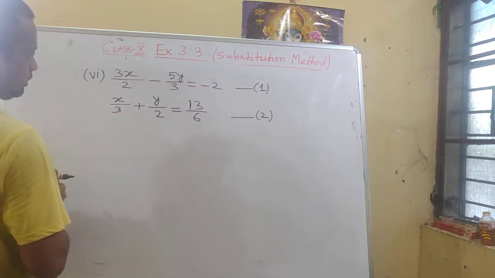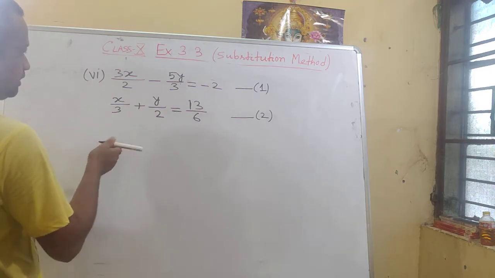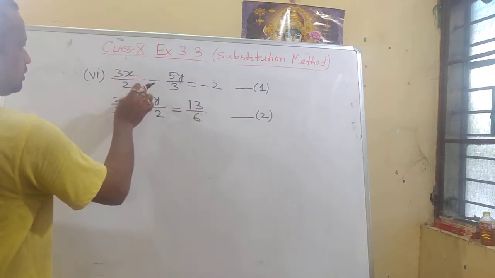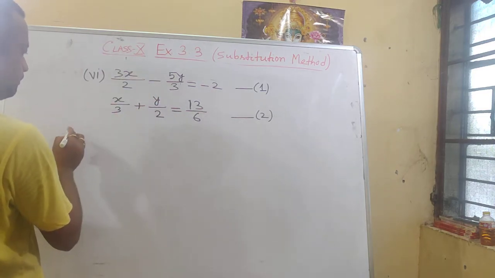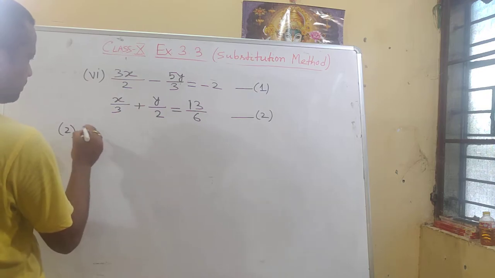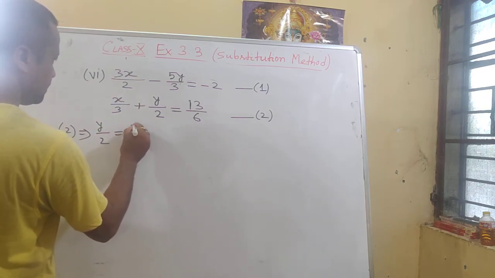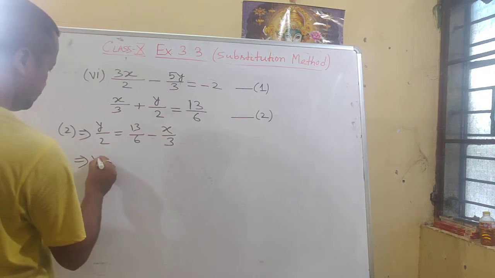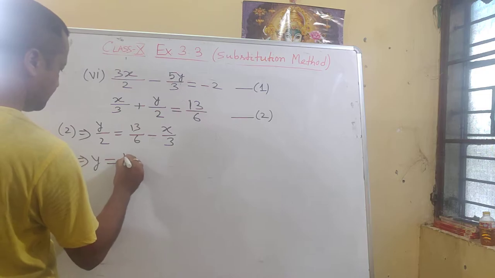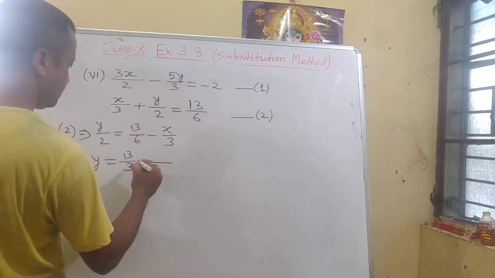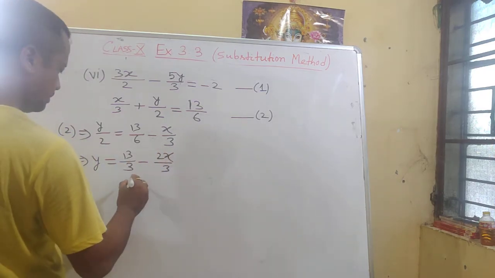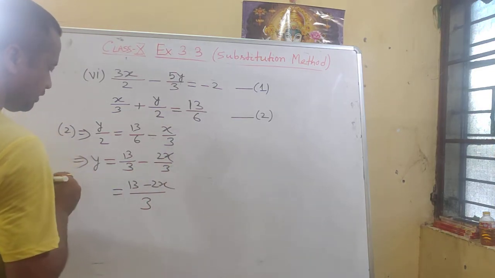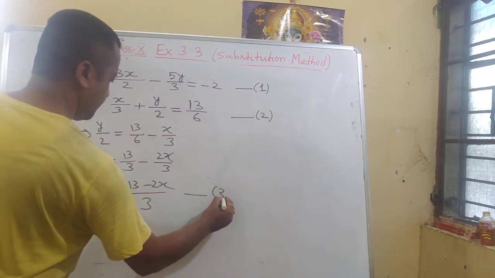So we'll substitute from equation number 2 into 1. In the previous ones we had substitution from 1 to 2, here we will go from 2 to 1. So 2 implies y/2 is equal to 13/6 minus x/3, implies y is equal to, multiplying by 2, 13/3 minus 2x/3. Simplifying, 13 minus 2x, so y is equal to (13 minus 2x)/3. It is equation number 3.